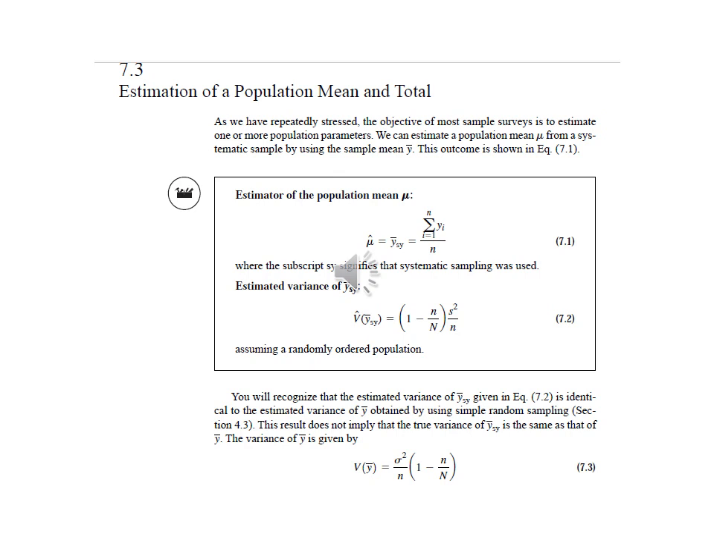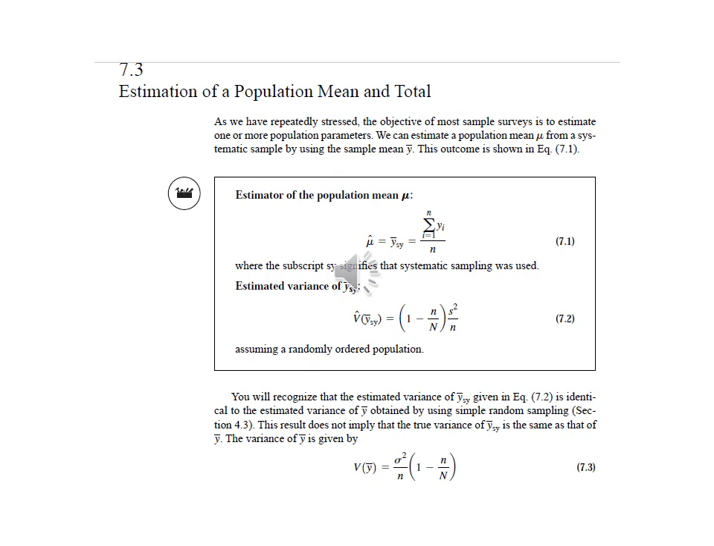Estimated variance of y bar systematic: V hat of y bar systematic equals (1 minus n small over N capital) multiplied by s squared over n. This is the second important equation in chapter 7, systematic sampling, equation 7.2. Assuming a randomly ordered population, you will recognize that the estimated variance of y bar systematic given in equation 7.2 is identical to the estimated variance of y bar obtained by using simple random sampling, section 4.3.